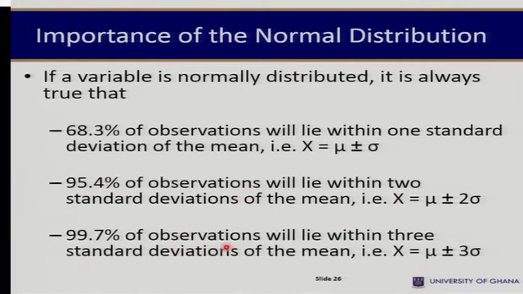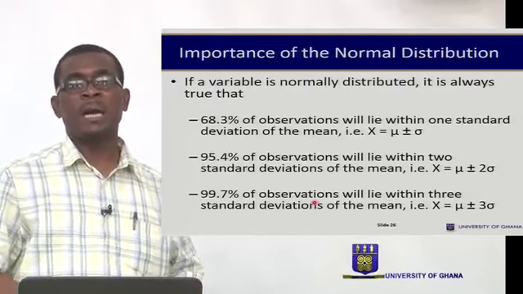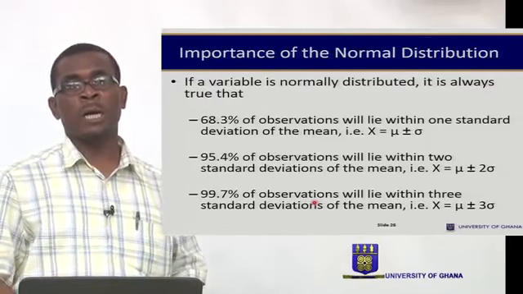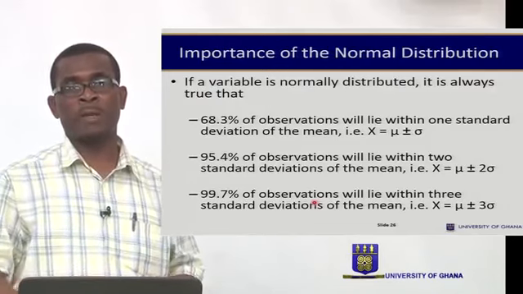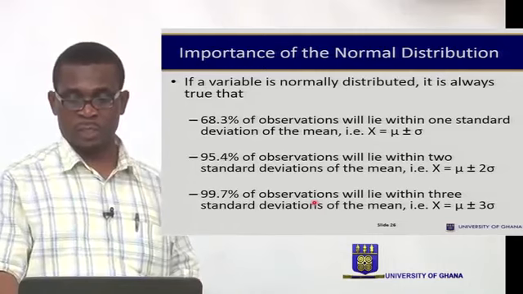99.7% is nearly 100%, or 1, which is the area under the curve. So we don't expect a lot of variables, only a small minority, less than 1%, to lie outside three standard deviations of the mean.